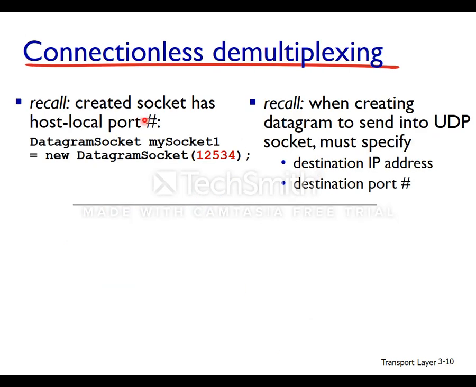Now, recall that when we talked about sockets for UDP, the socket that we created had the host local port number. Right?